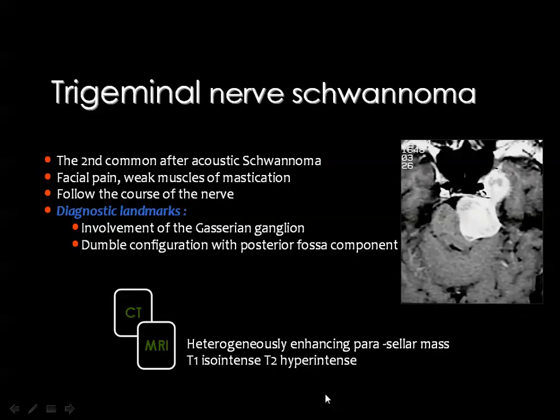Then the trigeminal nerve schwannoma, which is arising in the parasellar area. It is considered the second most common schwannoma after the acoustic schwannoma, of course. The presentation is by facial pain, weakness of the muscles of mastication, and the lesion will follow the course of the nerve. You know, the nerve arises from the brain stem going into the cerebellopontine angle, then it goes through the skull base foramina into the parasellar area involving the Gasserian ganglion.